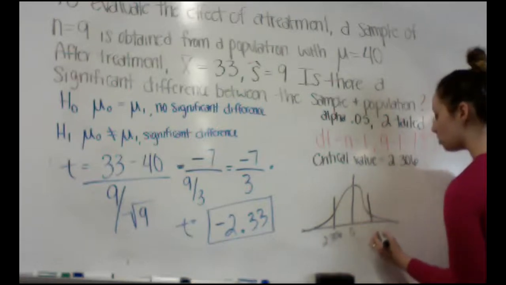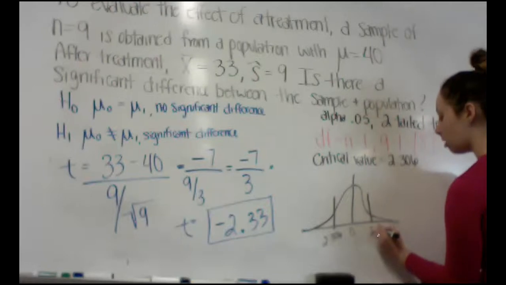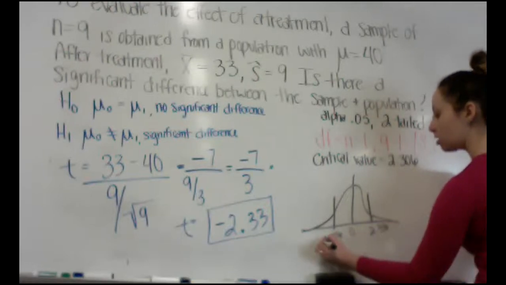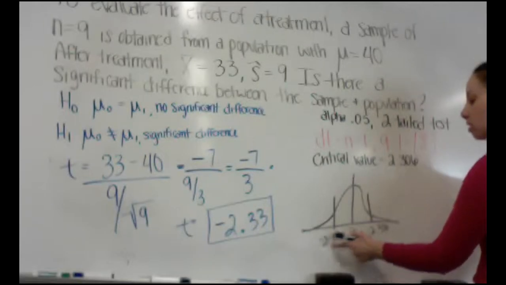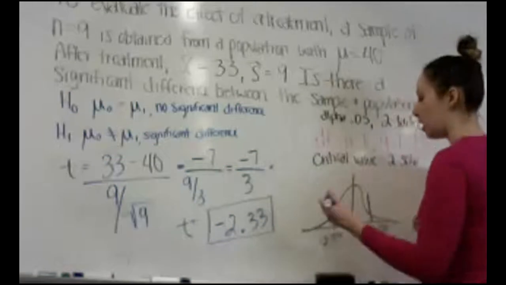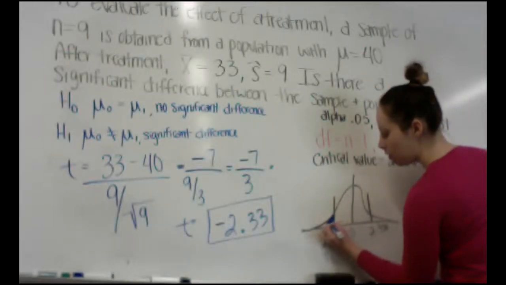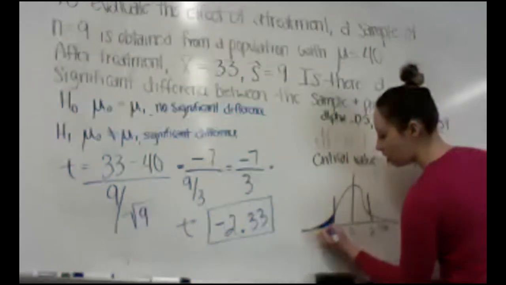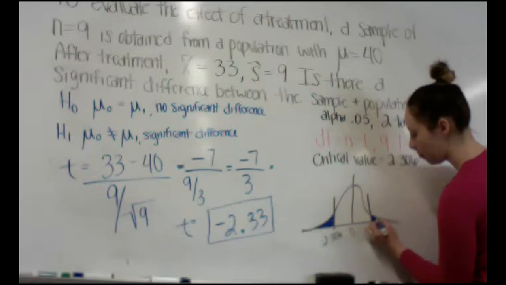Anytime we've got a two-tailed t-test happening here, our critical value is on both sides of the distribution. So we've got a negative 2.306 and a positive 2.306. And now I'm going to shade in my rejection region. If our data fall in this shaded region, we can reject the null hypothesis.